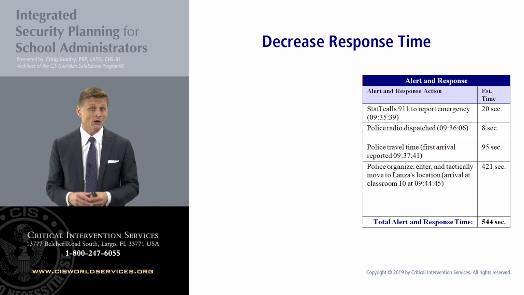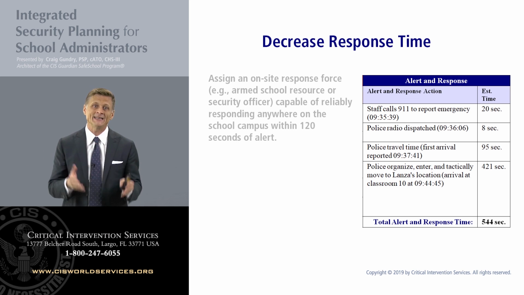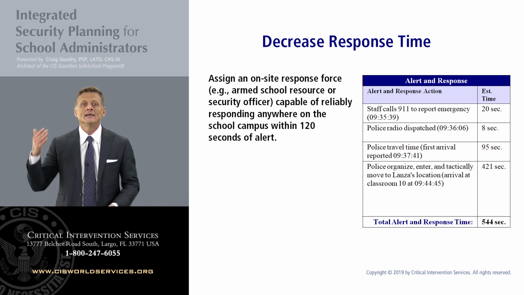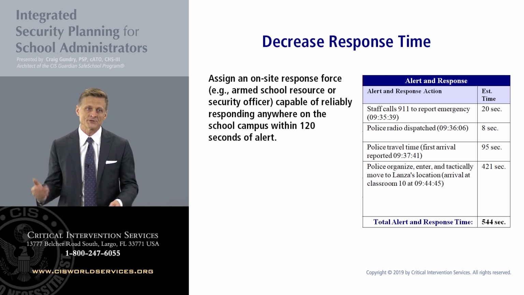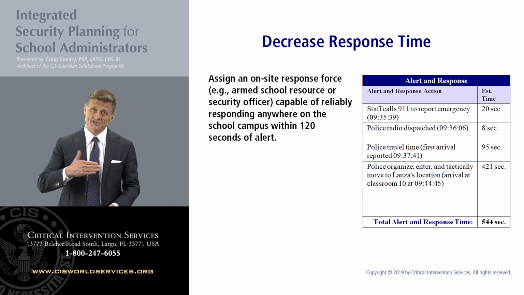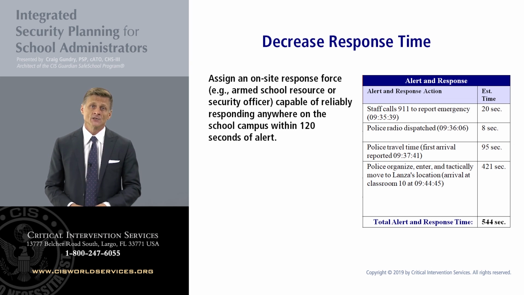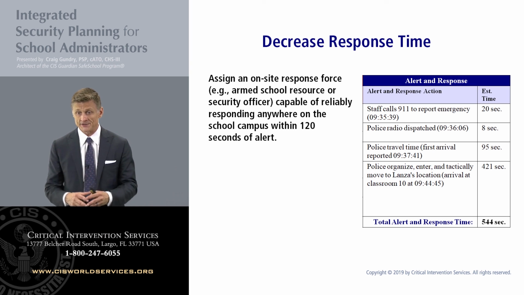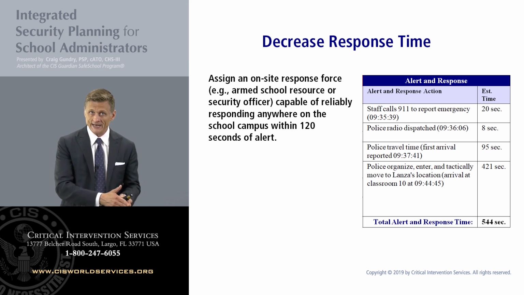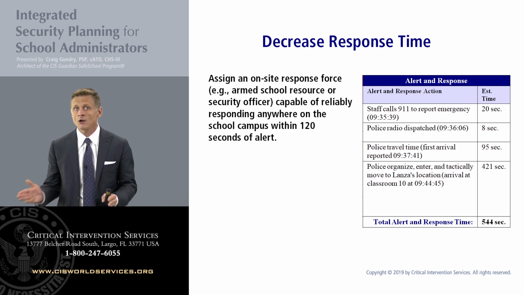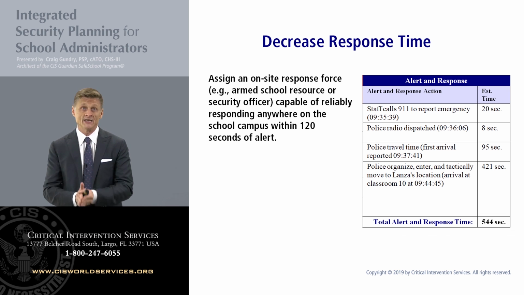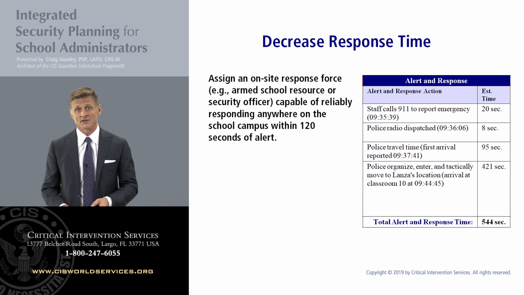So probably one of the most beneficial measures would be to assign an on-site response force, basically an armed security resource, or perhaps an armed security officer, capable of reliably responding anywhere on that school campus within 120 seconds of alert. In fact, 120 seconds is the performance metric that I use when assigning school protection officers on campuses. When we assess the geography of that campus, looking at the size of the campus, the volume of buildings, how many levels within buildings, and estimate the time from point A to point B, an officer should be capable of deploying anywhere on campus within 120 seconds. If not, then that requires 2 officers on that campus, and the campus is broken into zones to ensure a 120-second response time.